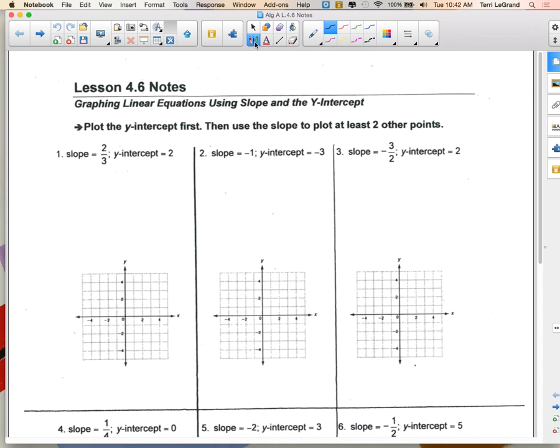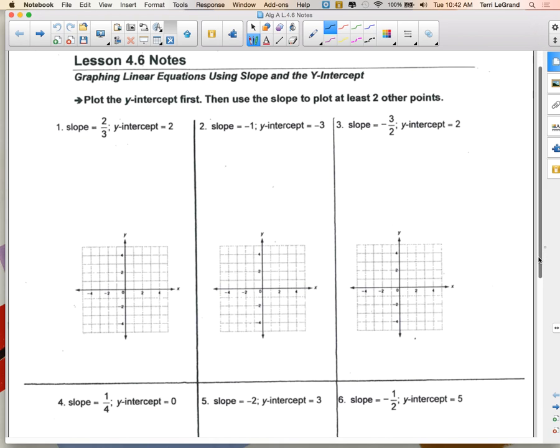Well, today we're going to learn a third method. And our method is going to be, I want you to underline this. We're going to plot the y-intercept first. Well, the good news is we don't have to find it, they're going to give it to us. They're so kind. So we're going to plot the y-intercept first, and then use the slope to plot at least 2 other points.